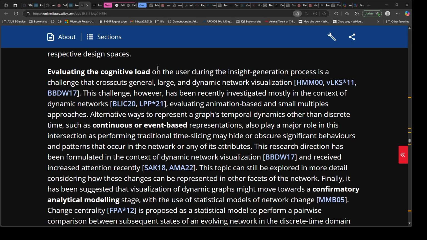Evaluating the cognitive load on the user during the insight generation process is a challenge that cross-cuts general, large, and dynamic network visualization, UM00, VLKS 11, BBDW 17. This challenge, however, has been recently investigated mostly in the context of dynamic networks, BLEC 20, LPP 21, evaluating animation-based and small multiples approaches. Alternative ways to represent a graph's temporal dynamics other than discrete time, such as continuous or event-based representations, also play a major role in this intersection, as performing traditional time slicing may hide or obscure significant behaviors and patterns that occur in the network or any of its attributes.